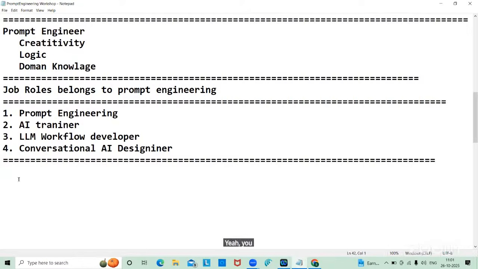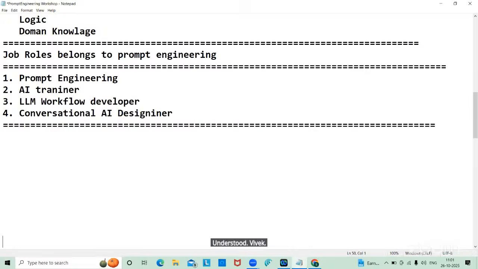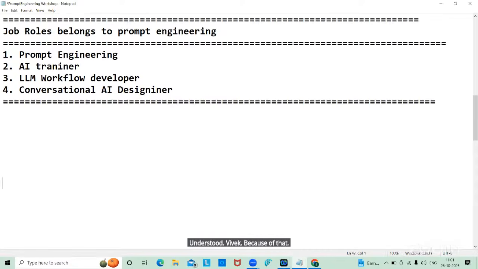Yeah, you don't bother about that. That is abstraction, Vivek, right? Because of that, you find different versions of LLMs. Understood, Vivek? Because of that, you find the different versions of LLMs.